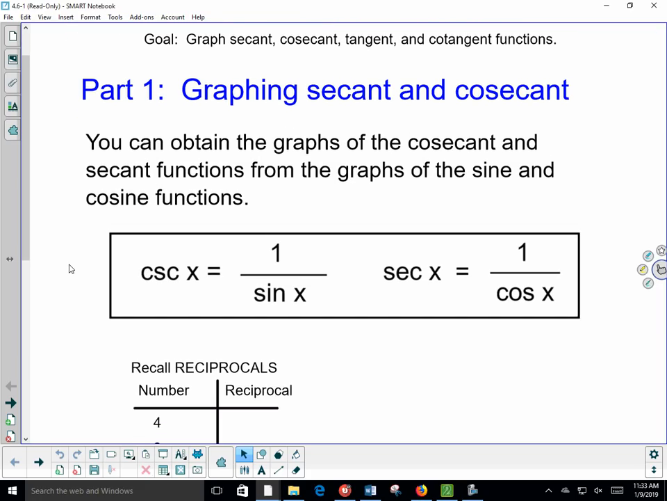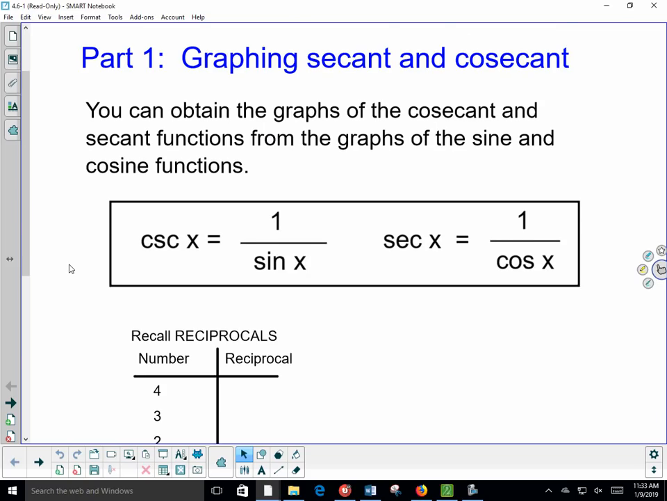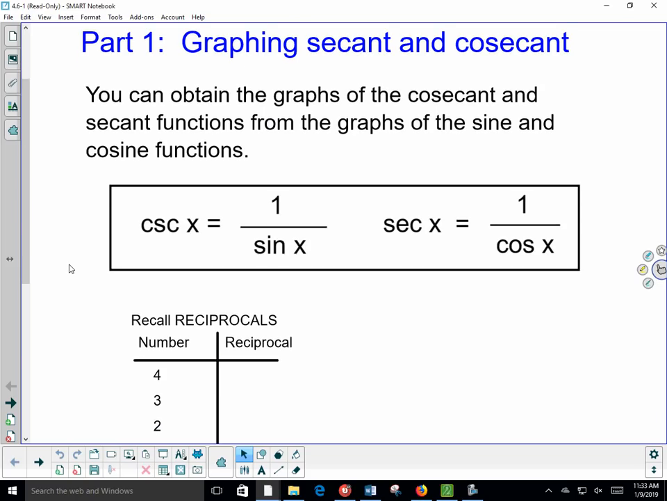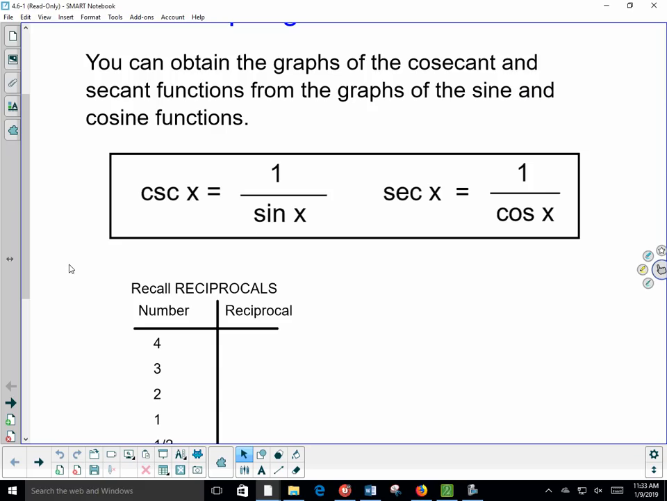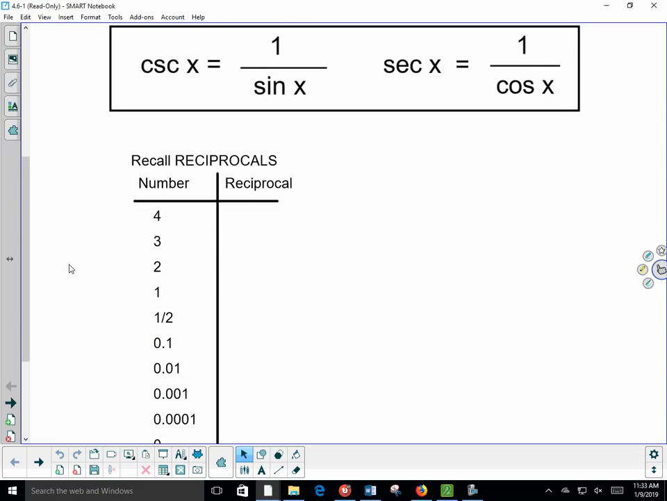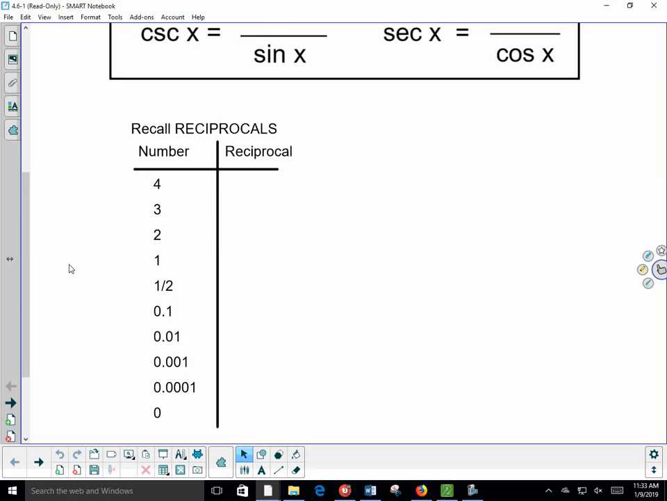So you can obtain the graphs of cosecant and secant functions from the graphs of the sine and cosine functions. Remember that cosecant is the reciprocal of sine, and secant is the reciprocal of cosine. So let's just recall, what do we mean by reciprocals? Like the reciprocal of 4 is going to be 1/4.